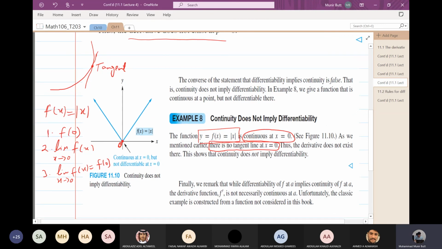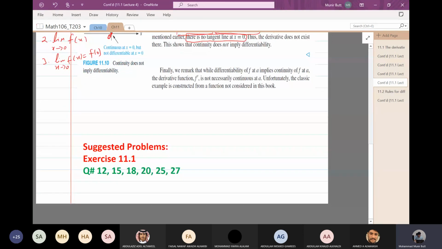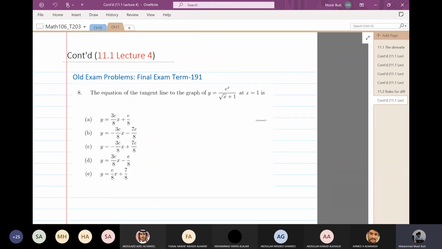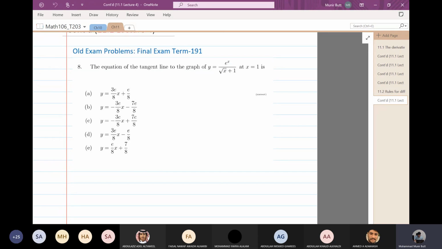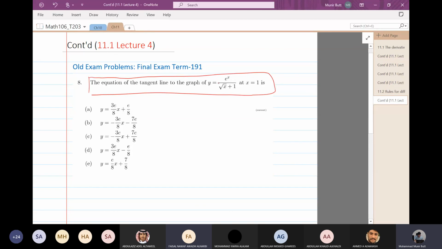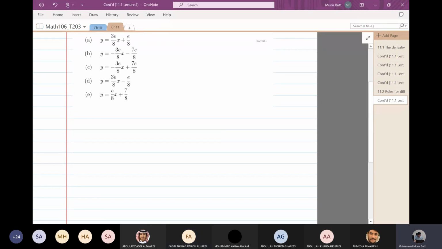And this completes today's lecture. And here are some suggested problems. From now onwards, I will also show you some of the old exam questions after the next class, because this 11.1 was just introductory. And you see the question is the same: find the equation of the tangent line to this curve. This is what we have done today. You remember? Yes, we will use the direct differentiation that we have learned so far.